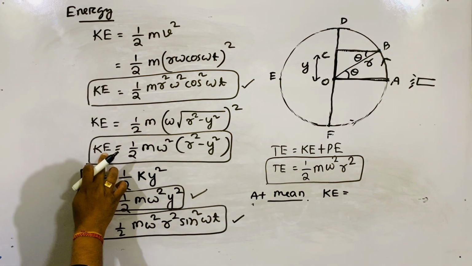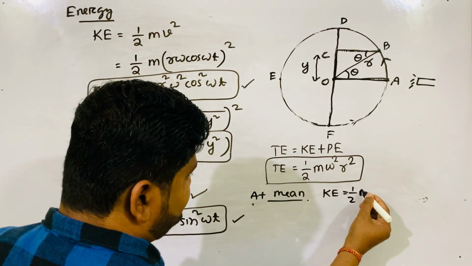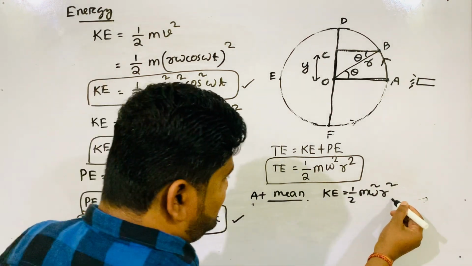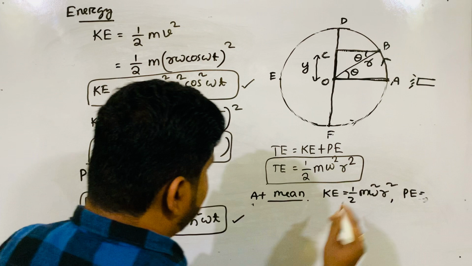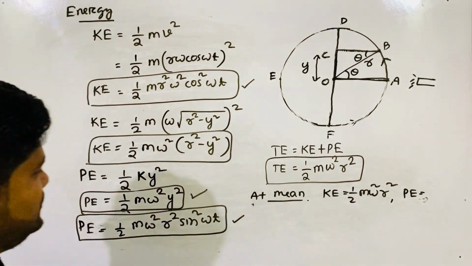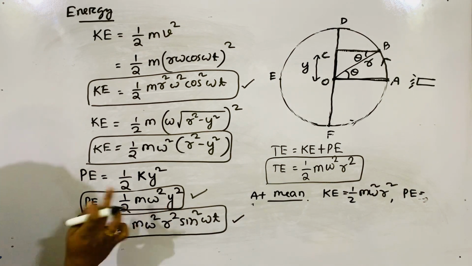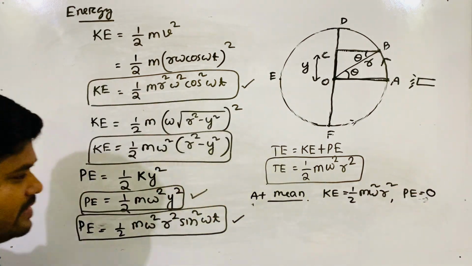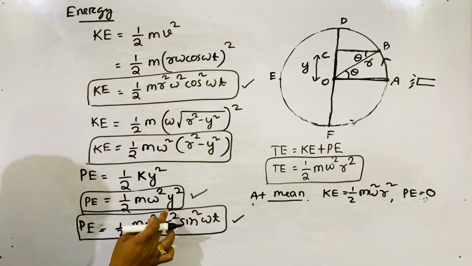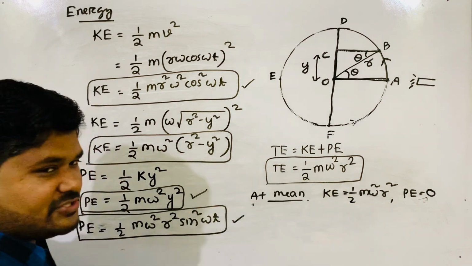See, at mean position y is equal to 0, so kinetic energy is maximum, half m omega square r square. What happens to potential energy? At mean position, y is equal to 0, so potential energy is 0. What about total energy? You add them, you will get this much.